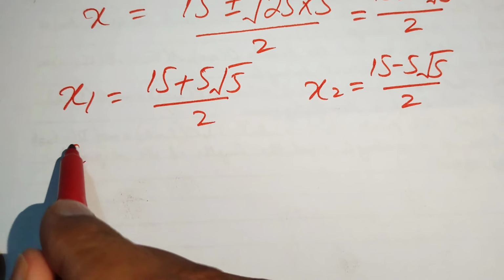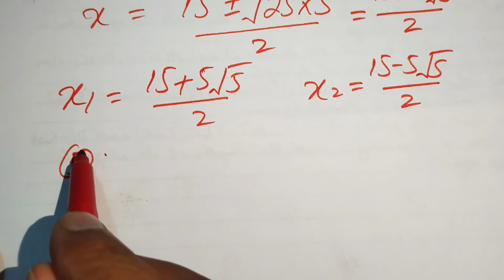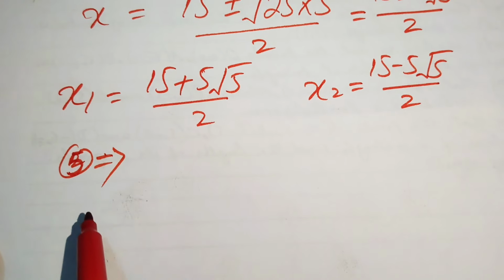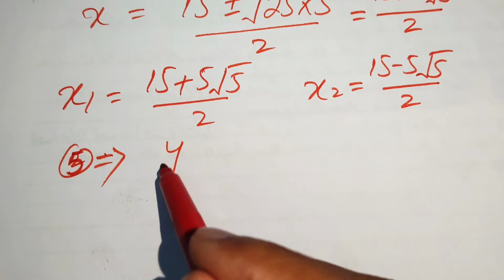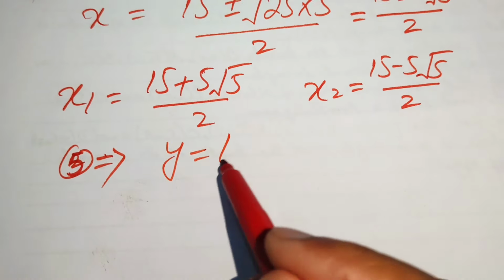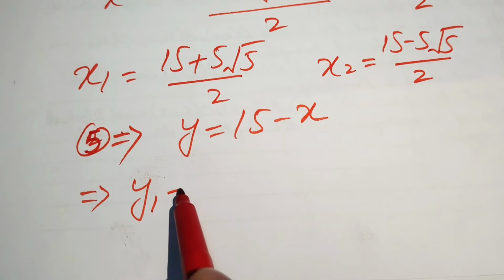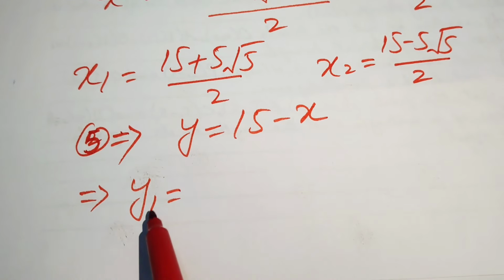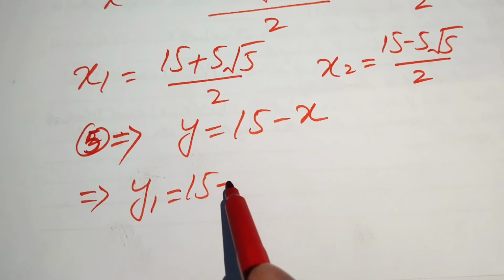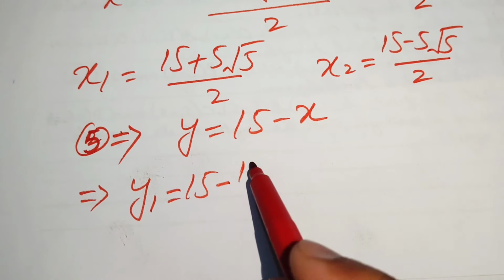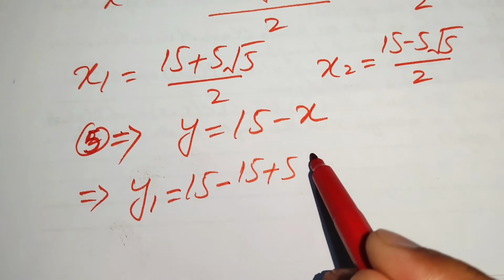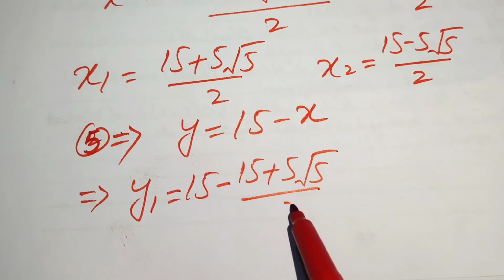So here we first copy down equation number 5. This is equation number 5, which implies that y equals 15 minus x. Here we substitute the above two values, and we easily get the value of y. When we substitute the value of x1, we get y1 equals 15 minus x1, which is 15 plus 5 times the square root of 5, divided by 2.